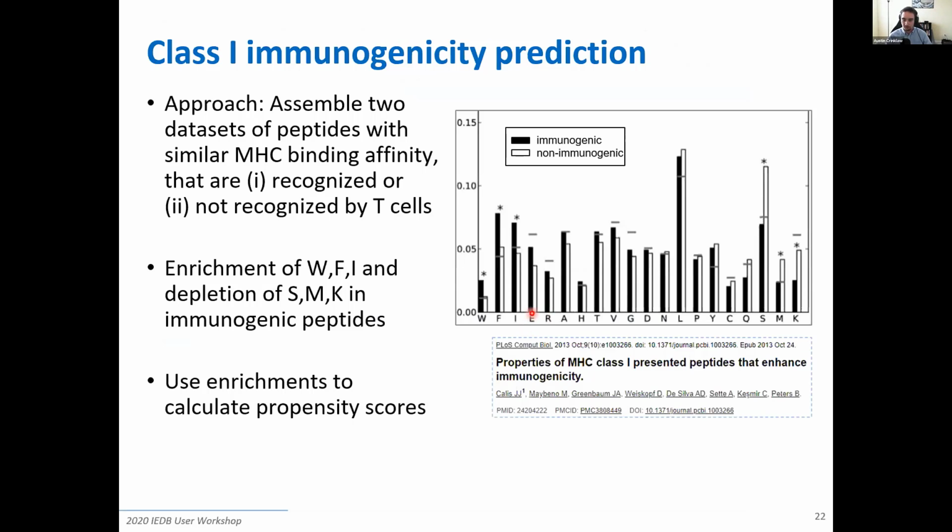And when we look at the frequencies of amino acids in the peptides that are facing the TCR, in immunogenic peptides, we see an enrichment of these residues that have chemical similarities and characteristics like long side chains, like phenylalanine and tryptophan. And the idea is that these might make them more visible to a T cell. At the same time, we also see fewer residues such as lysine or methionine. So we use this data, these enrichments, to calculate propensity scores.